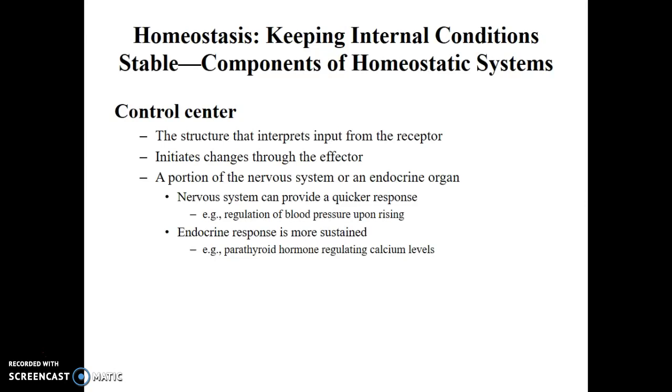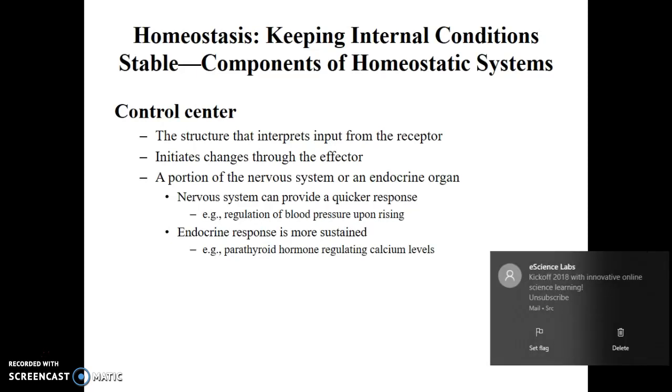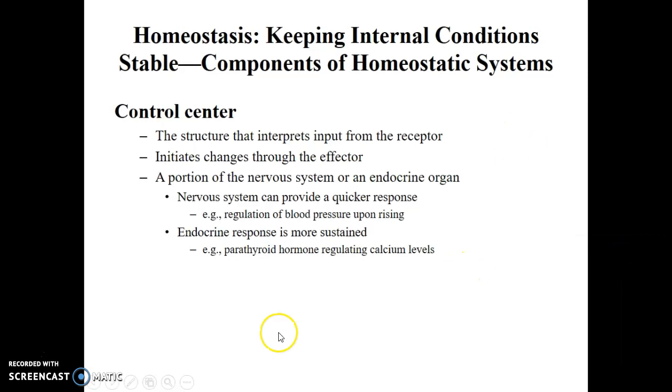The control center can be either the nervous system, and we typically use the nervous system for our fast responses. So withdrawing from something sharp or from something hot, that would be a nervous system impulse. The initial startle when someone scares you, that's an example of the nervous system responding.